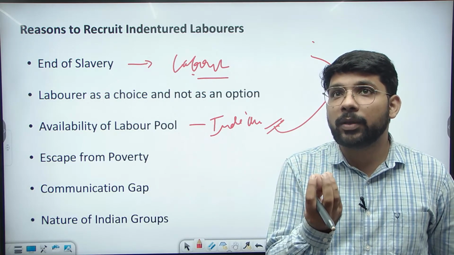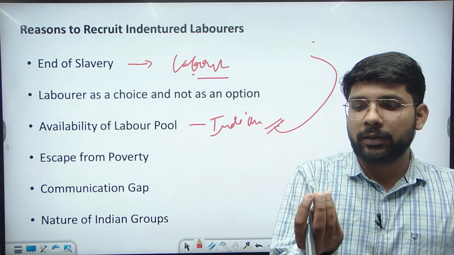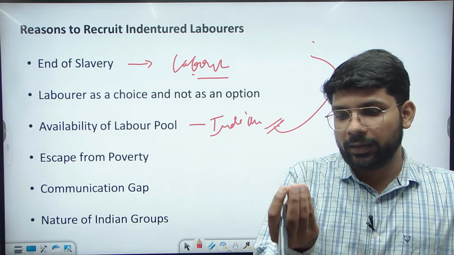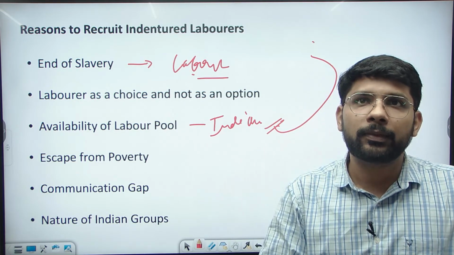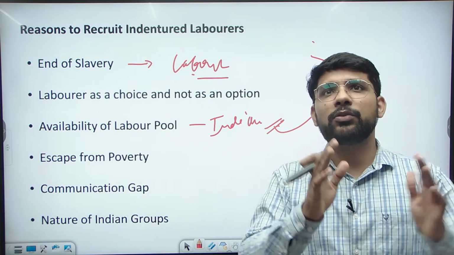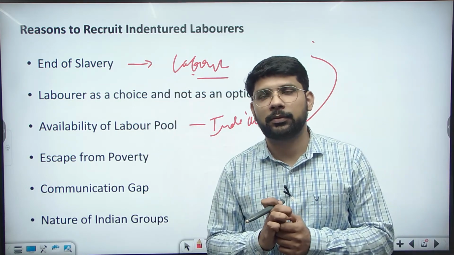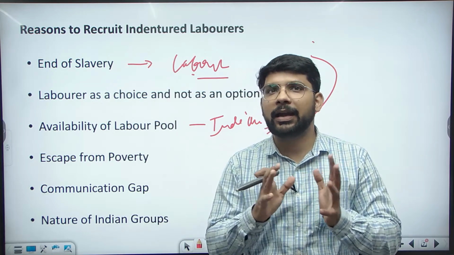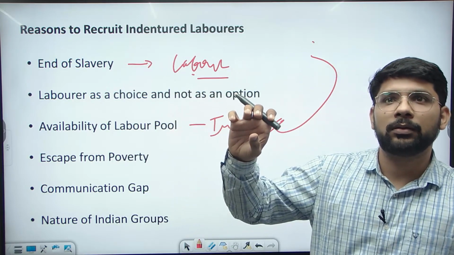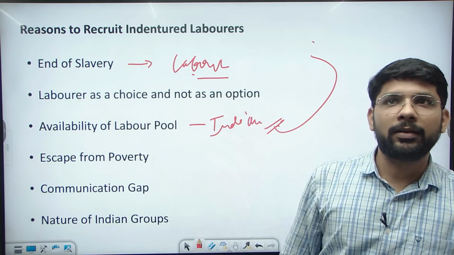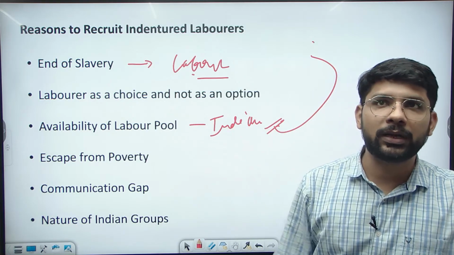So for the escape from poverty, at that time there was no employment, no agriculture, there was a decline in agriculture and also a decline in the artisanal industry. So the people wanted to escape from poverty, so they preferred this route. The people in India wanted to escape from poverty, so they took this route and moved to other British colonies as indentured labor or bonded labor.